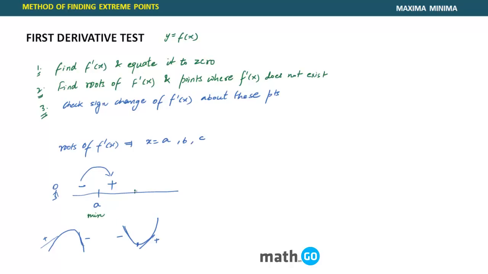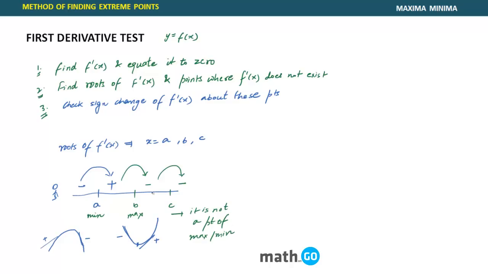And let's say b goes from positive to negative, then this point becomes a point of maxima. And let's say c is a point where you find that it is not changing the sign, it was negative on the left side and also negative on the right side, then we will say it is not a point of maxima or minima.